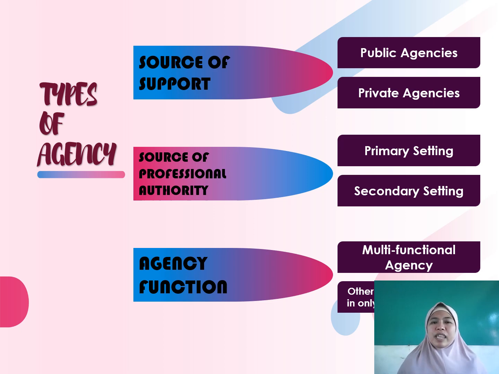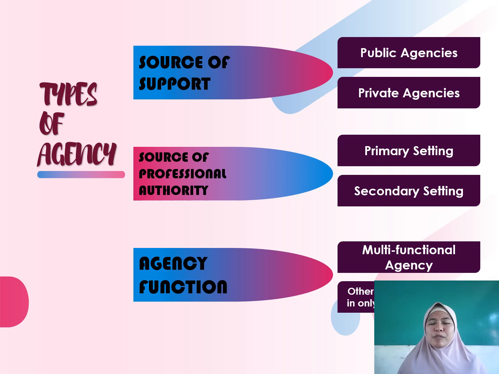Okay, so there are different types of agency according to source of support, according to source of professional authority, and according to agency function. Types of agency according to source of support, there are two. We have public agencies and private agencies. Very simple. Public agency source of support is the government. It comes from the taxes of the people. So the government funds the public agencies. On the other hand, private agencies get their finances from private individuals or private groups through donations.